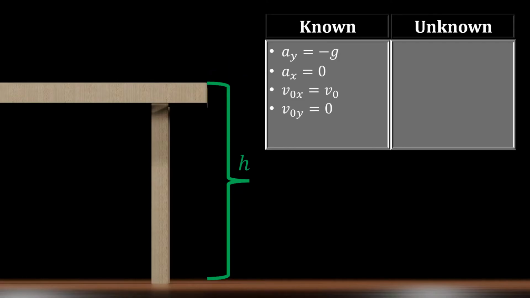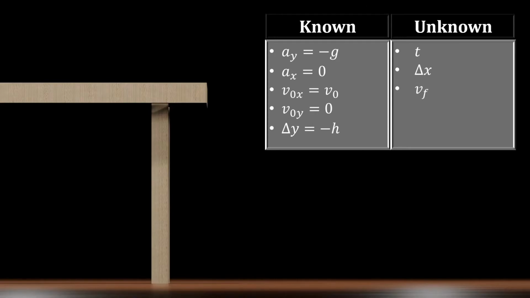We're given the height of the table h, which is also the distance that the ball falls. So, delta y equals minus h. Why is it negative? Well, if delta y was positive, that would mean that the ball went up. Since it falls down, it must be negative. The unknowns of the system are the fall time t, the horizontal distance delta x, and the final velocity. These are the values we want to solve for.